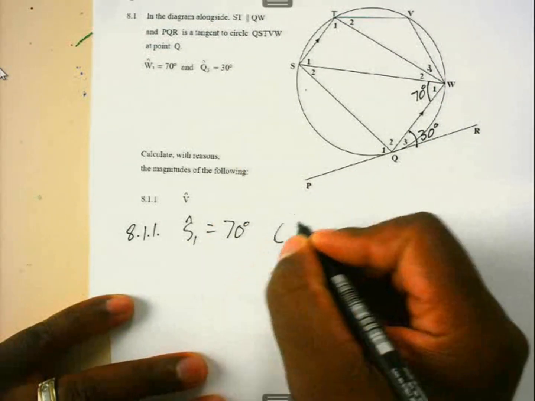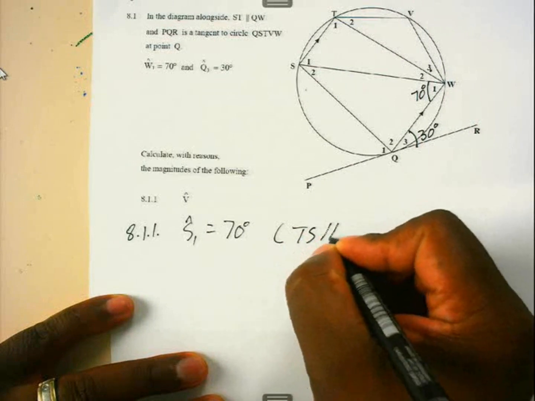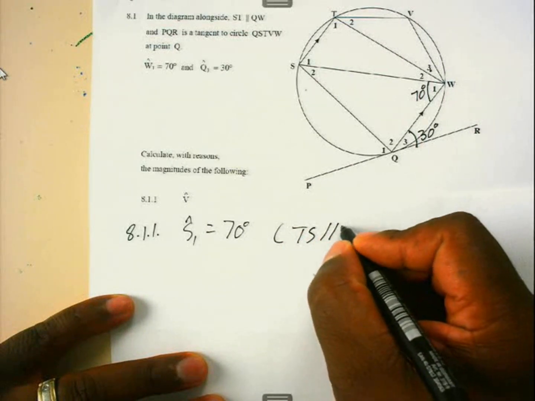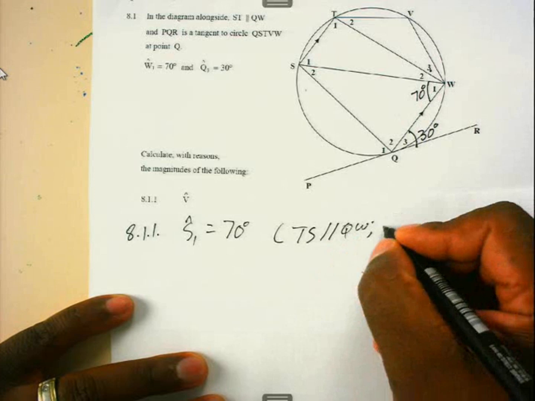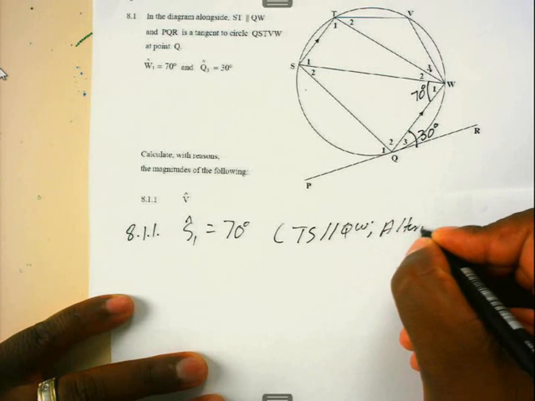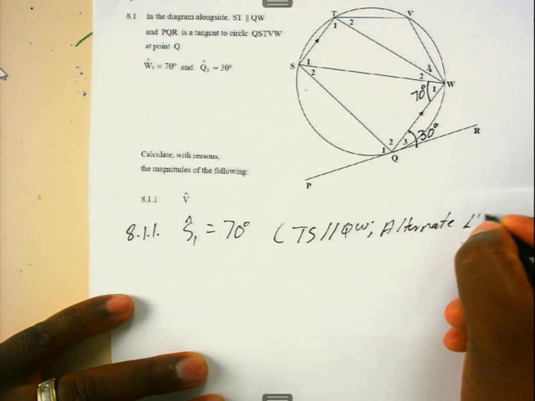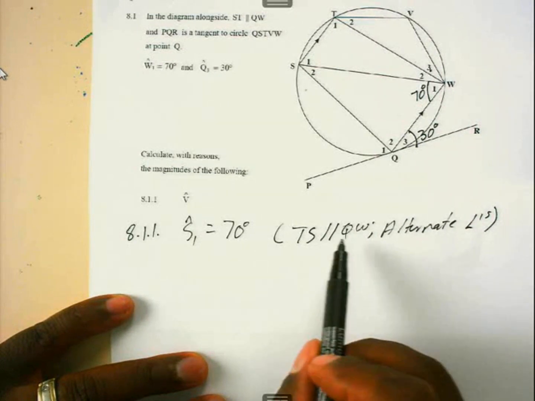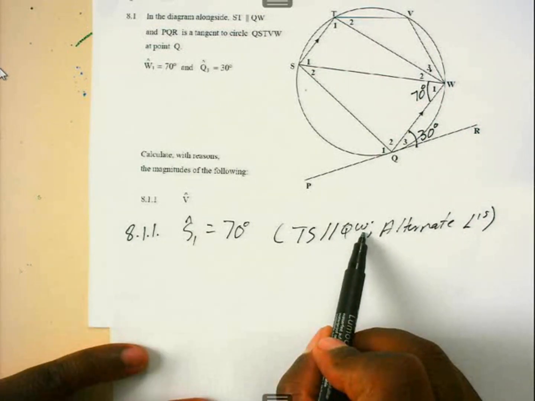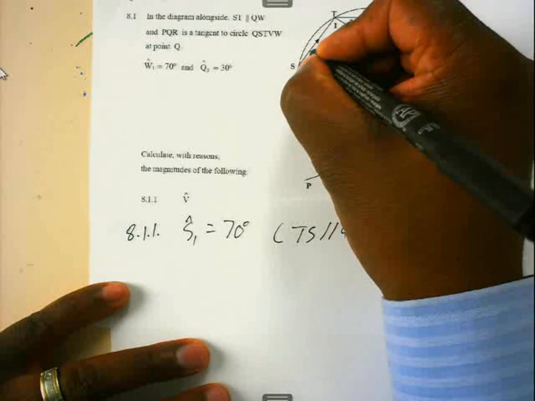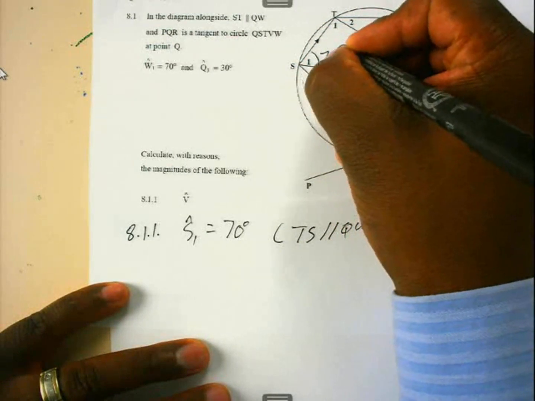The reason is that TS is parallel to QW. Therefore, those are the alternate angles, where TS is parallel to QW. So it means S1 here, we've got 70 degrees.